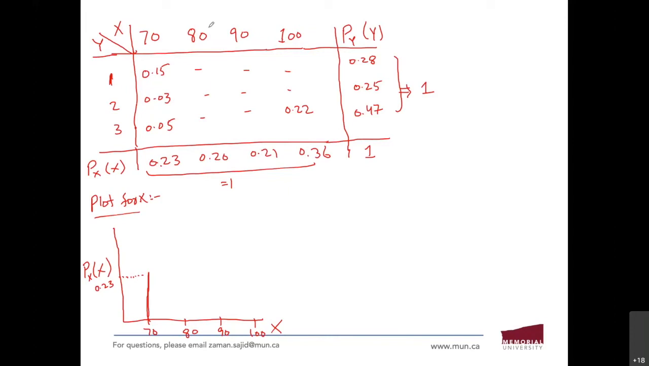At X equal to 80, my value is 0.20. So I come back to here, and this is my 0.20, slightly lower than my previous value because the previous one was 0.23, and now it is 0.20. Similarly, at X equal to 90, my marginal value is 0.21. This will be slightly larger than your previous value. So it is 0.21. For 100, I have 0.36.